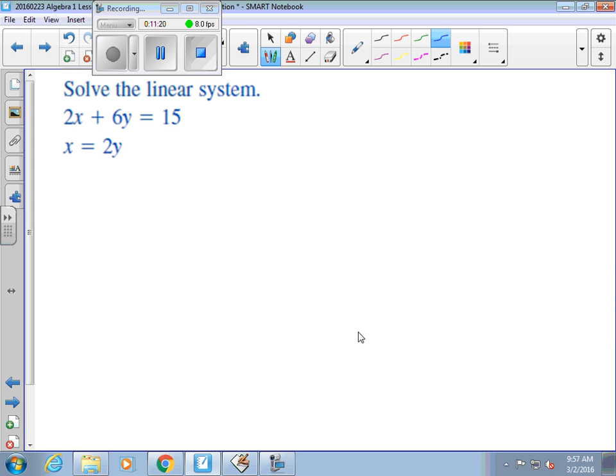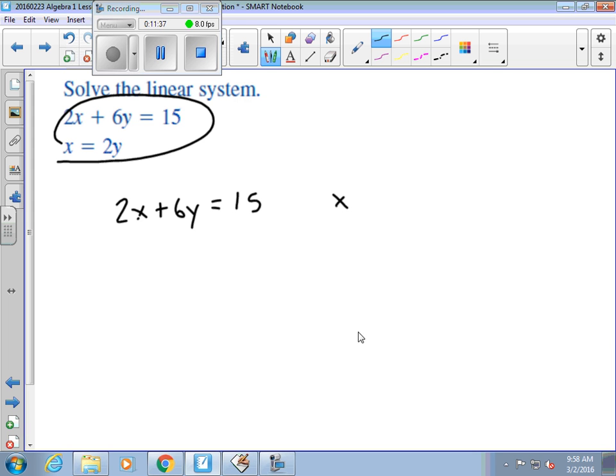I find solving systems using the substitution method simpler if instead of writing them stacked on top like this, you write them side by side with each other. 2x plus 6y, and I'm going to show you why, equals 15. The other one, x equals 2y. Again, step one tells you to isolate a variable. Notice this x is already isolated to give you x is equal to 2y.